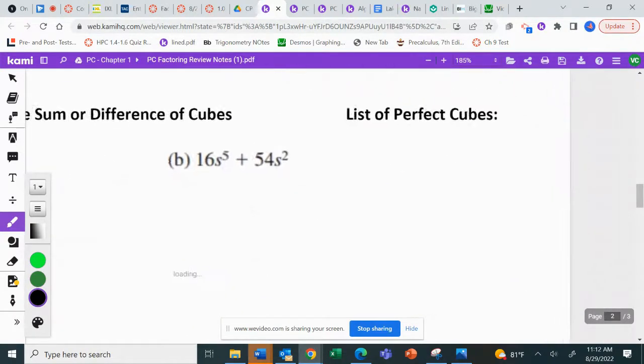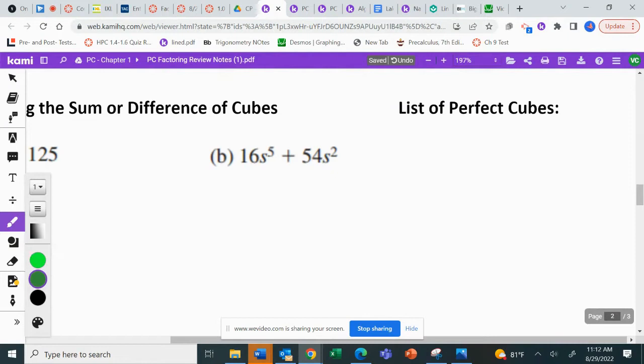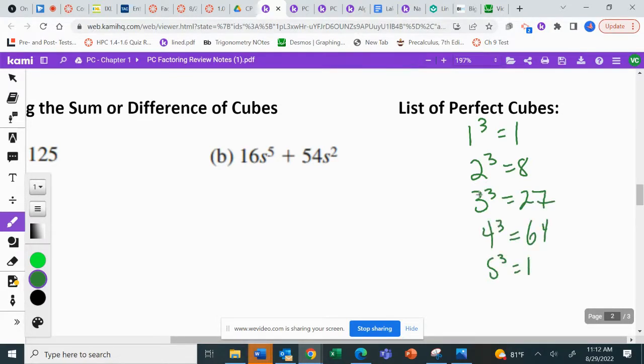Oh, a list of perfect cubes. If you don't have these memorized handy, I'll make a quick list here. One cubed is one. So if you see a one, that's a perfect cube. Two cubed is 8. Three cubed is 27. Four cubed is 64. 5 cubed is 125. 6 cubed is 216. I've already done the assignment. I don't think there's anything bigger than 216, so I'm just going to stop there. There are bigger cubes. You just won't need them for the assignment. So if you forget cubes, they're written down for you.